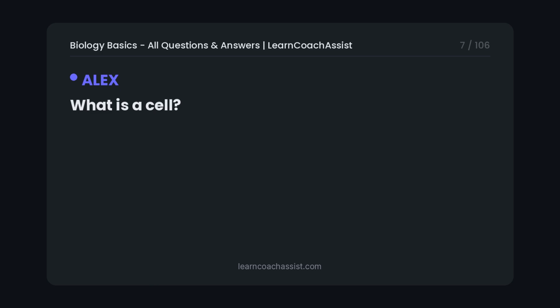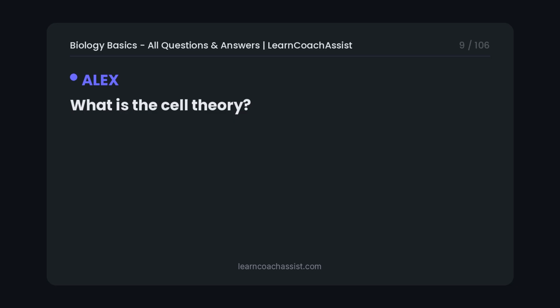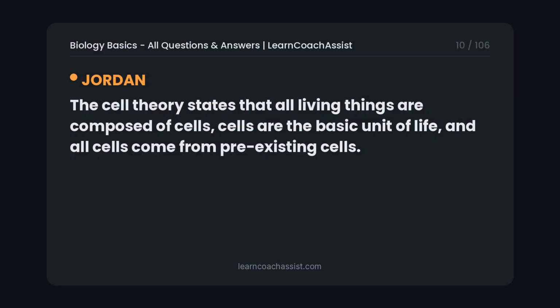What is a cell? A cell is the basic structural and functional unit of all living organisms, often called the building block of life. What is the cell theory? The cell theory states that all living things are composed of cells. Cells are the basic unit of life, and all cells come from pre-existing cells.